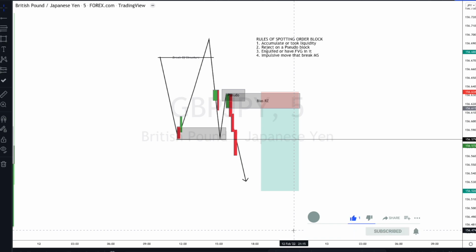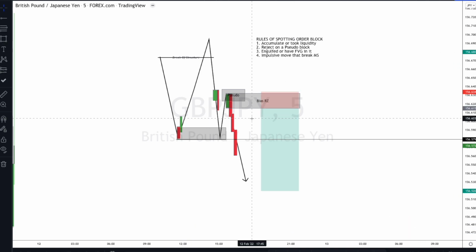I want to teach you a simple strategy, based on what I've been talking about before, in rules of spotting an order block and how to really trade in line with the market. I mean institutional order flow, market structure, and trading in the best way that the market makers or the liquidity providers would have actually followed or traded.